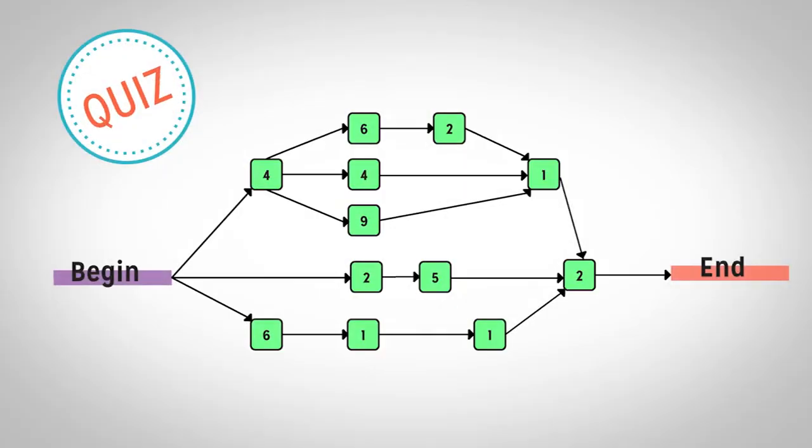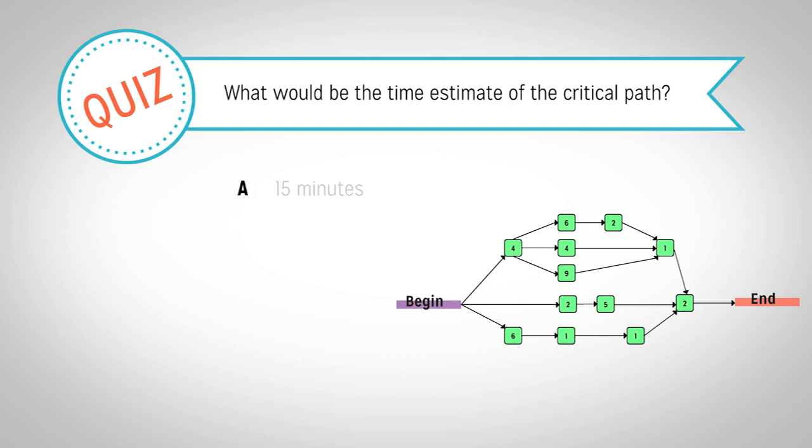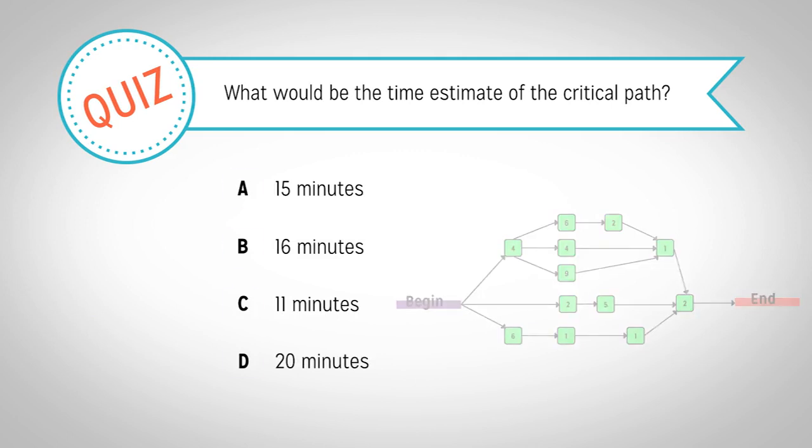Consider the CPM chart, where the numbers in the boxes are time estimates. What would be the time estimate of the critical path? A, 15 minutes, B, 16 minutes, C, 11 minutes, or D, 20 minutes.